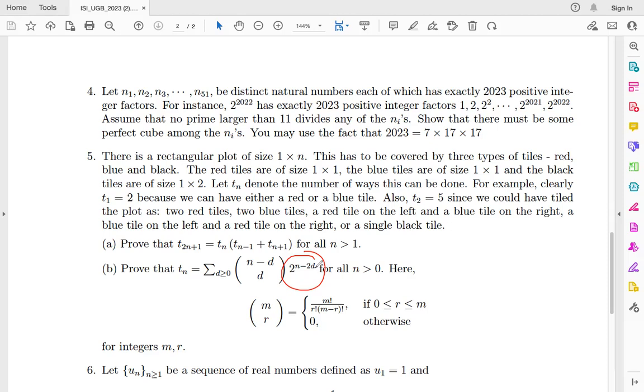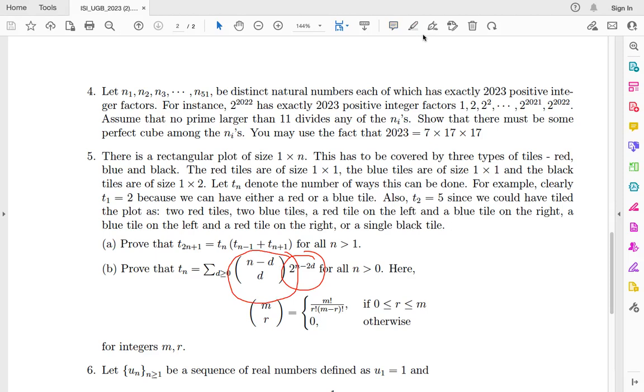And each of them can be filled up in two ways, red or blue. So that's the idea why we should consider d to be the number of black tiles that are being placed on a 1 cross n rectangular plot. Now, how do we come across this? So this is the main question, why this part?